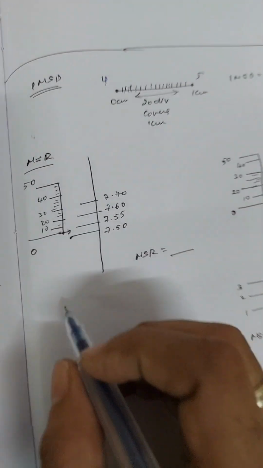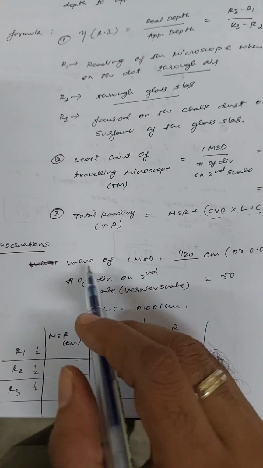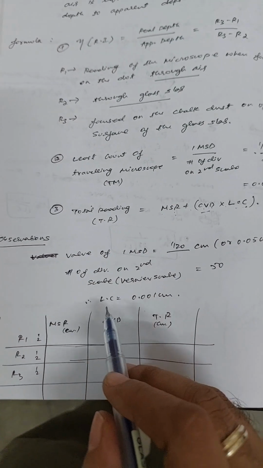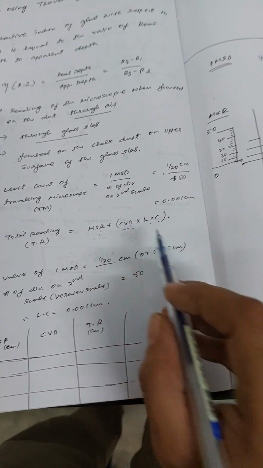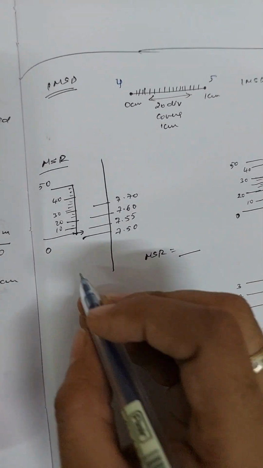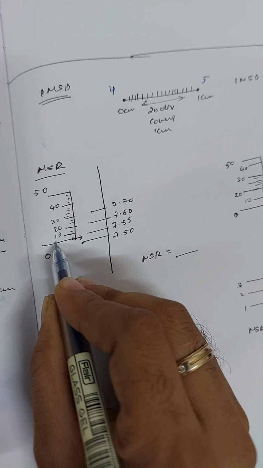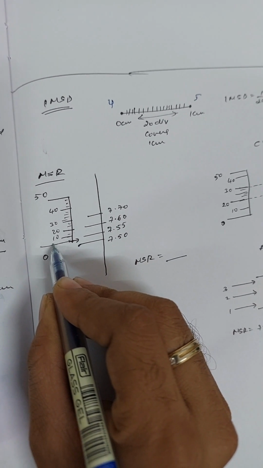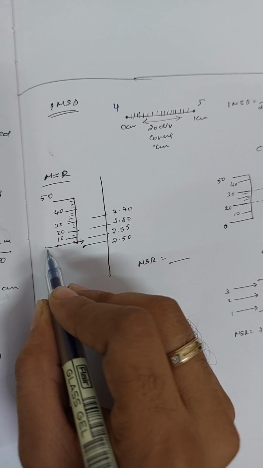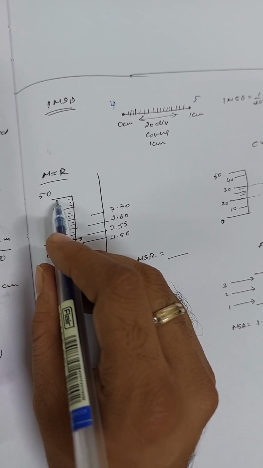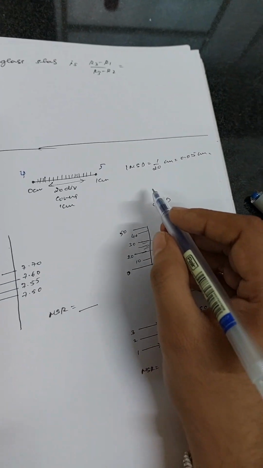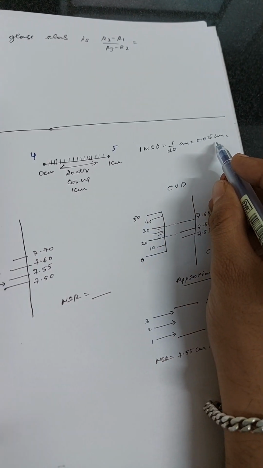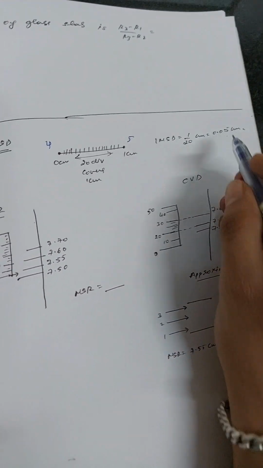So basically we have two parts, right? The total reading, you can see here, is MSR and CVD. I want MSR and then CVD. Now how to measure MSR? As I have drawn here, this is the vernier scale. You have seen already, the number of divisions on the vernier scale varies from 0 to 50. Now this is the main scale or the primary scale. We have already seen that 1 MSD is 1 by 20 or 0.05. So each division is 0.05.